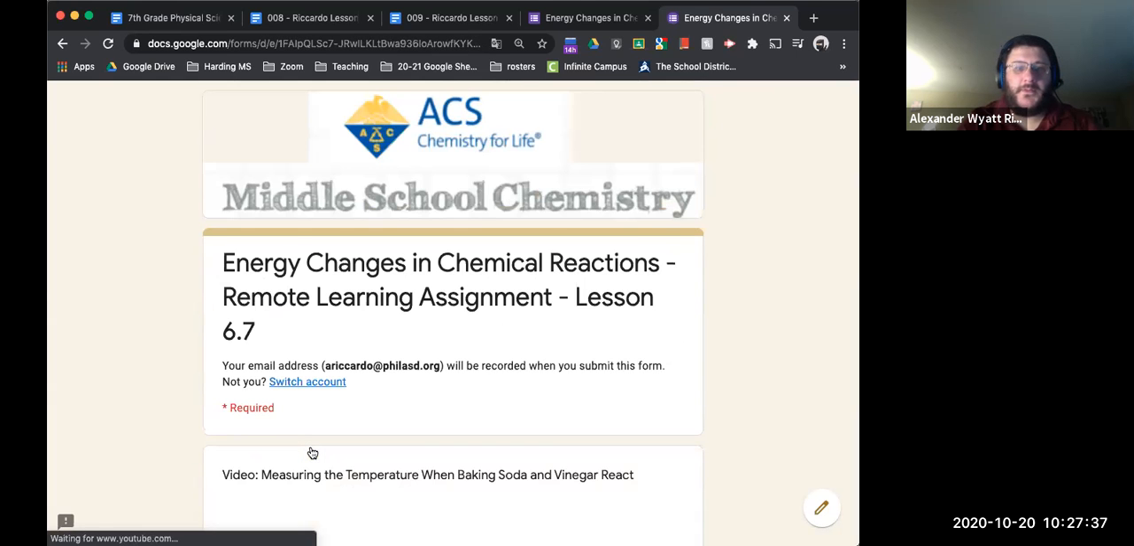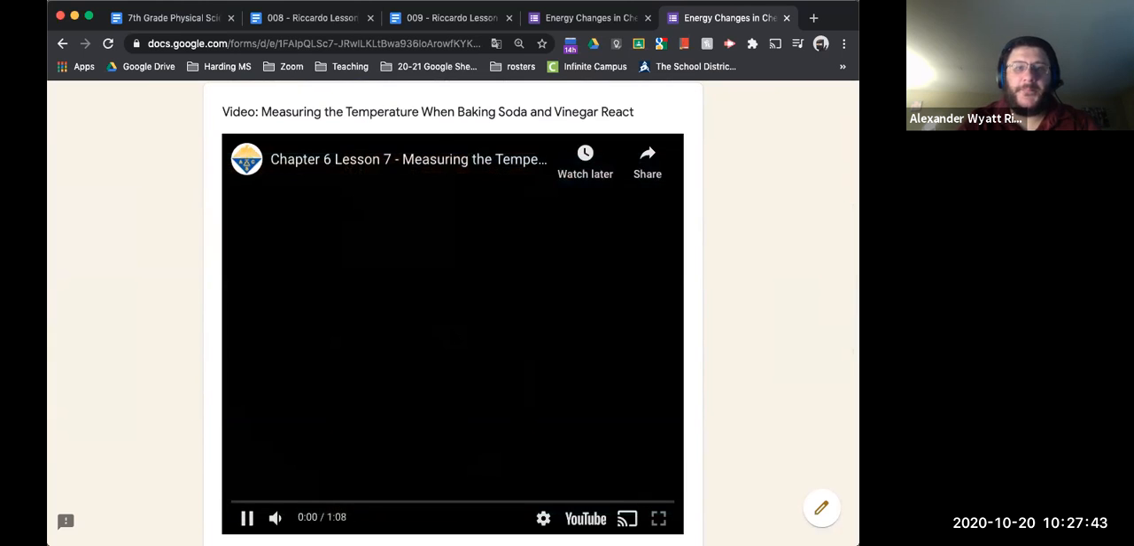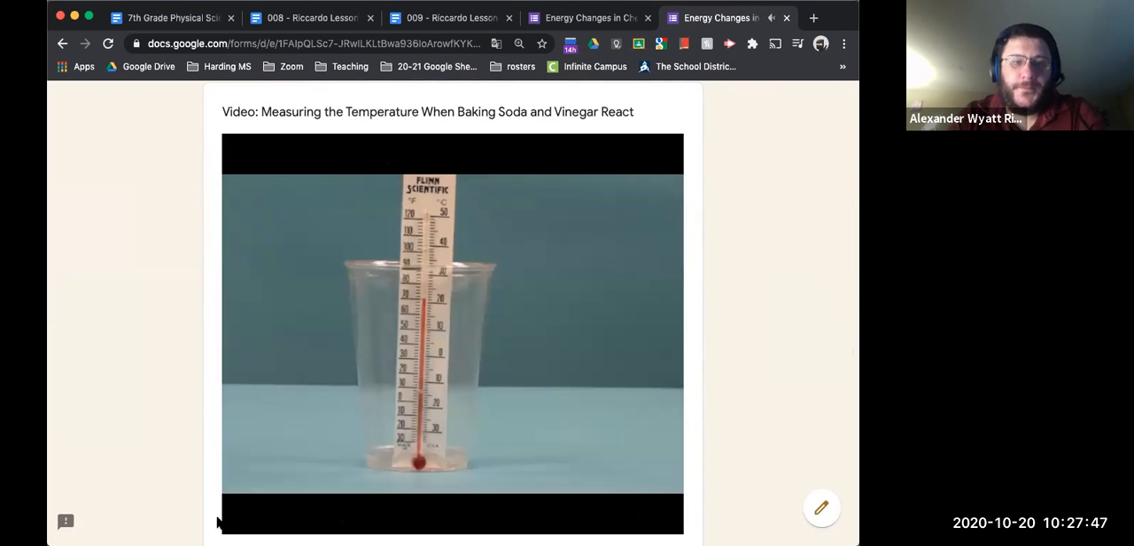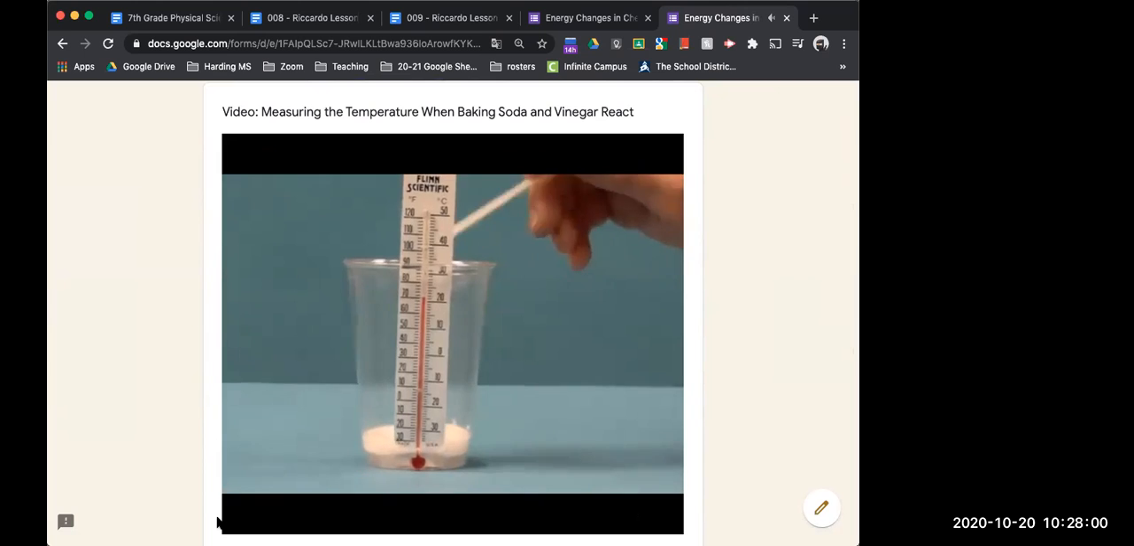Let's see. So we're going to measure the temperature when baking soda and vinegar react. All right. There is a small amount of vinegar at the bottom of this cup. There's a thermometer recording the temperature of the vinegar, which is currently about 21.5 degrees Celsius. Vinegar is one of the reactants. Now we'll add the second reactant, which is baking soda.